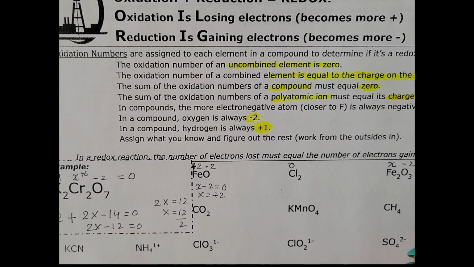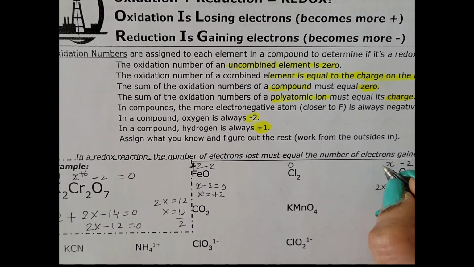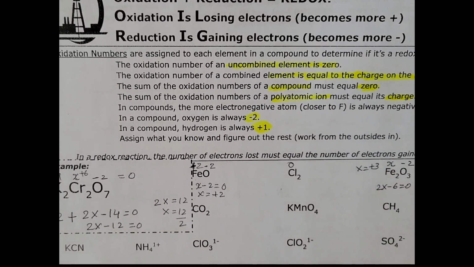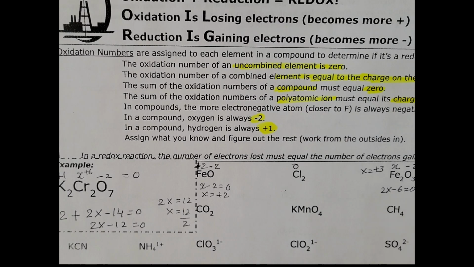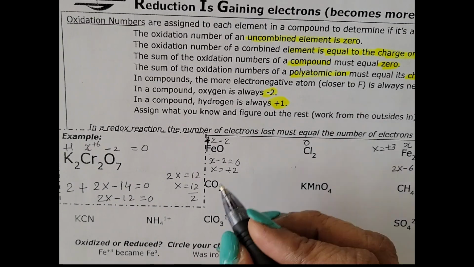Okay, what is the charge here? 2x minus 6 equal to 0. So x will be what? x equals plus 3. Okay, now go ahead and finish those examples.